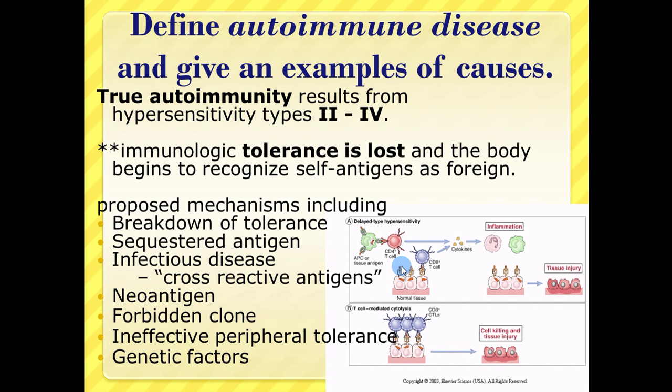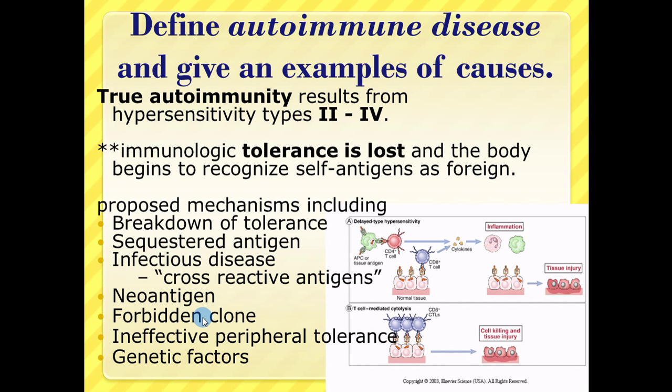And then forbidden clone. Forbidden clone, remember when we talked about selecting a while back, where your body makes all of these cells that make antibodies, but any of them that recognize self are destroyed. Well, what if one of those clones actually got out? It could replicate out in your body and cause lots of problems, and they call it forbidden clone. So when you've lost that selective ability and one escapes, then your body attacks yourself.